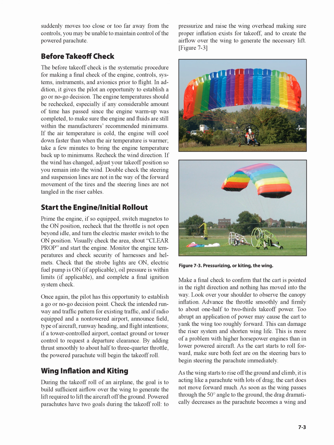If a tower-controlled airport, contact ground or tower control to request a departure clearance. By adding thrust smoothly to about half to three-quarter throttle, the powered parachute will begin the takeoff roll.